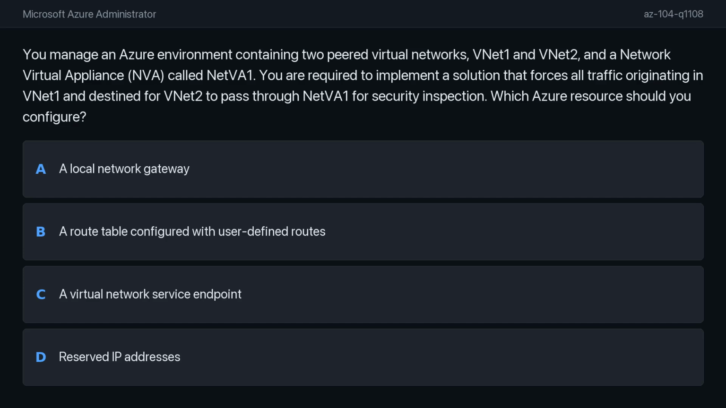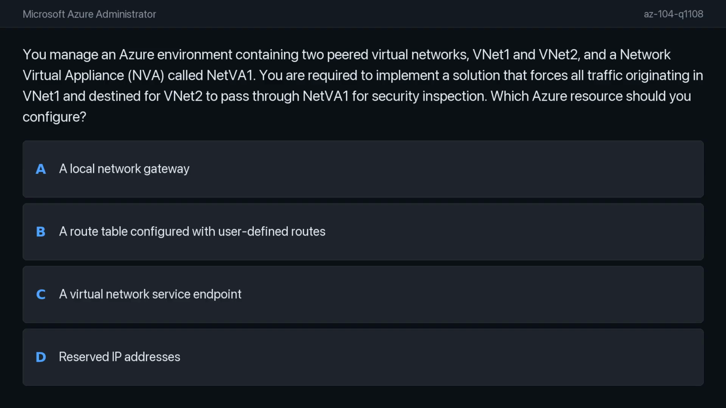You manage an Azure environment containing two peered virtual networks, VNet1 and VNet2, and a network virtual appliance called NetVA1. You are required to implement a solution that forces all traffic originating in VNet1 and destined for VNet2 to pass through NetVA1 for security inspection. Which Azure resource should you configure?